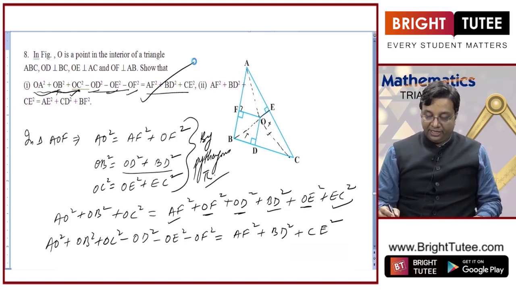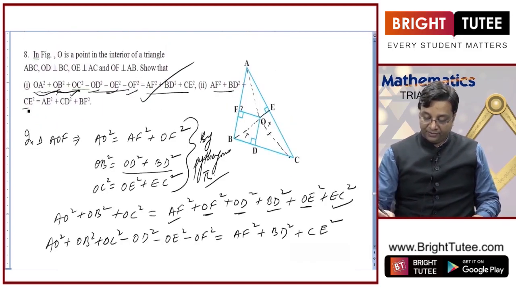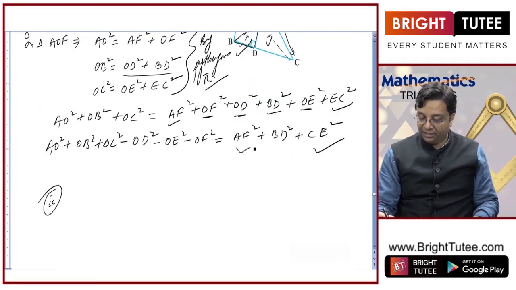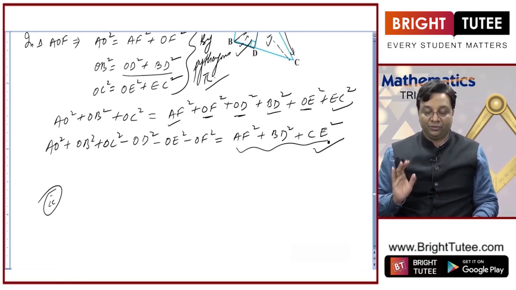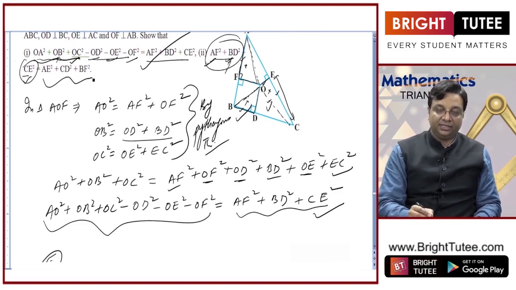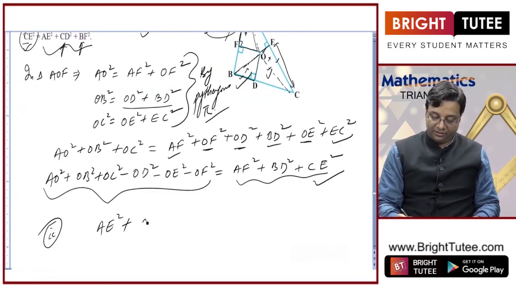Look at the second one, AF square plus BD square plus CE square. So AF square will be this segment, BD square is this segment, and CE square is this segment, and their sum is equal to AE square plus CD square plus BF square. AF square, BD square and CE square are there in the first part's proof also. So we will need to convert this side into this, that is AE square plus CD square plus BF square. So let us look at AE square.